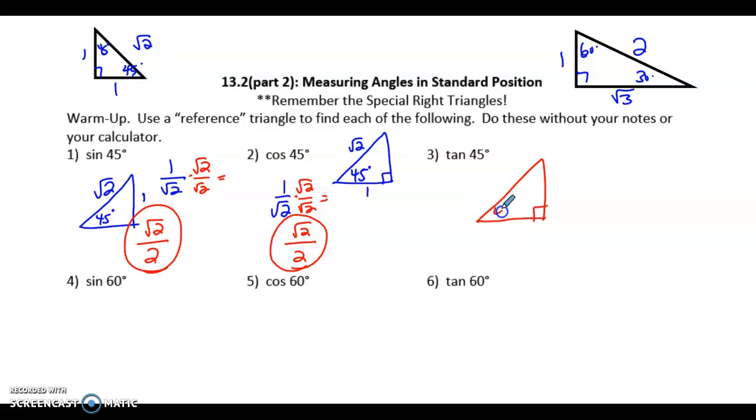All right, so tangent 45. So this would be TOA, opposite over adjacent. So tangent of 45 is going to equal 1 over 1, which is just 1. Okay, then we go to our 60 degree, sine of 60.